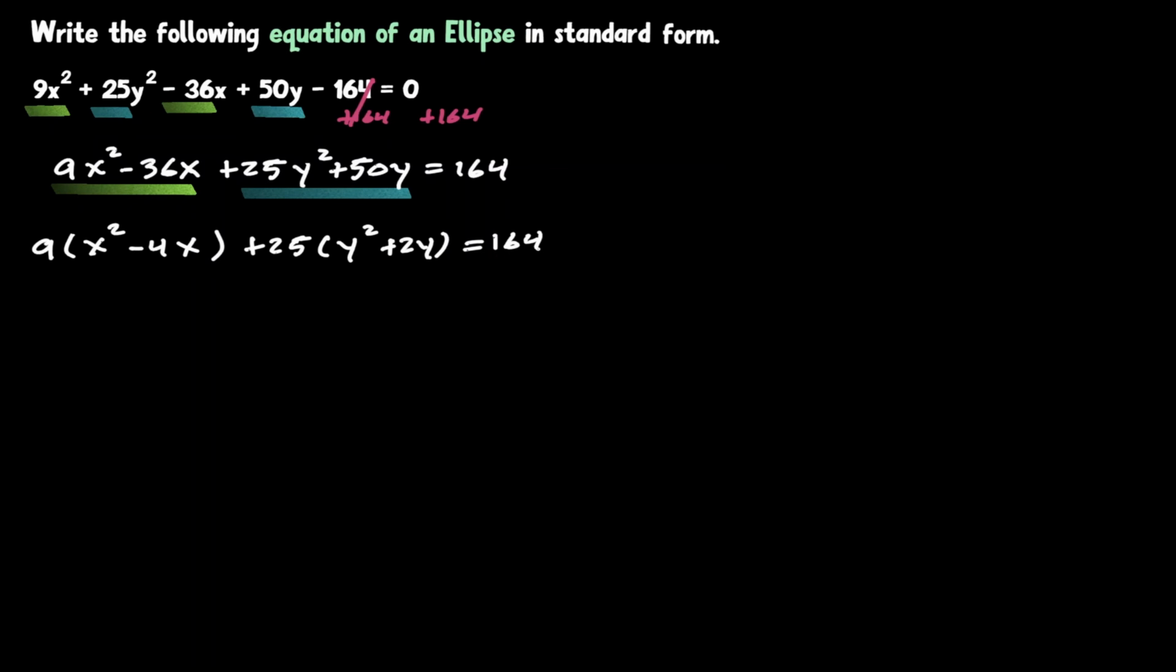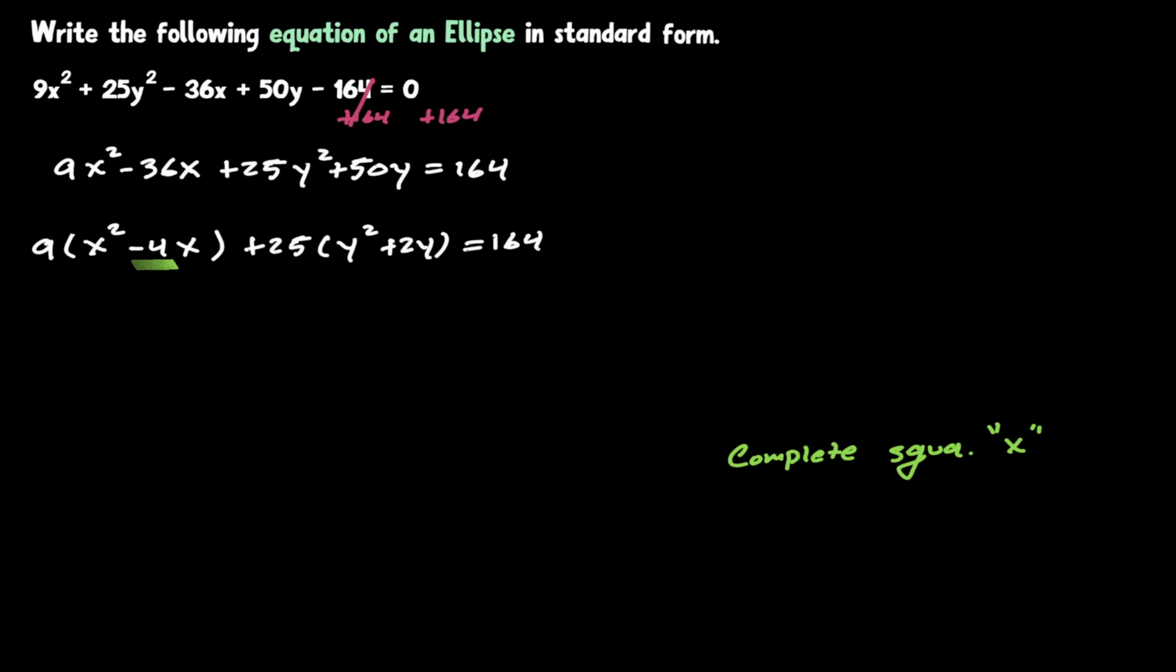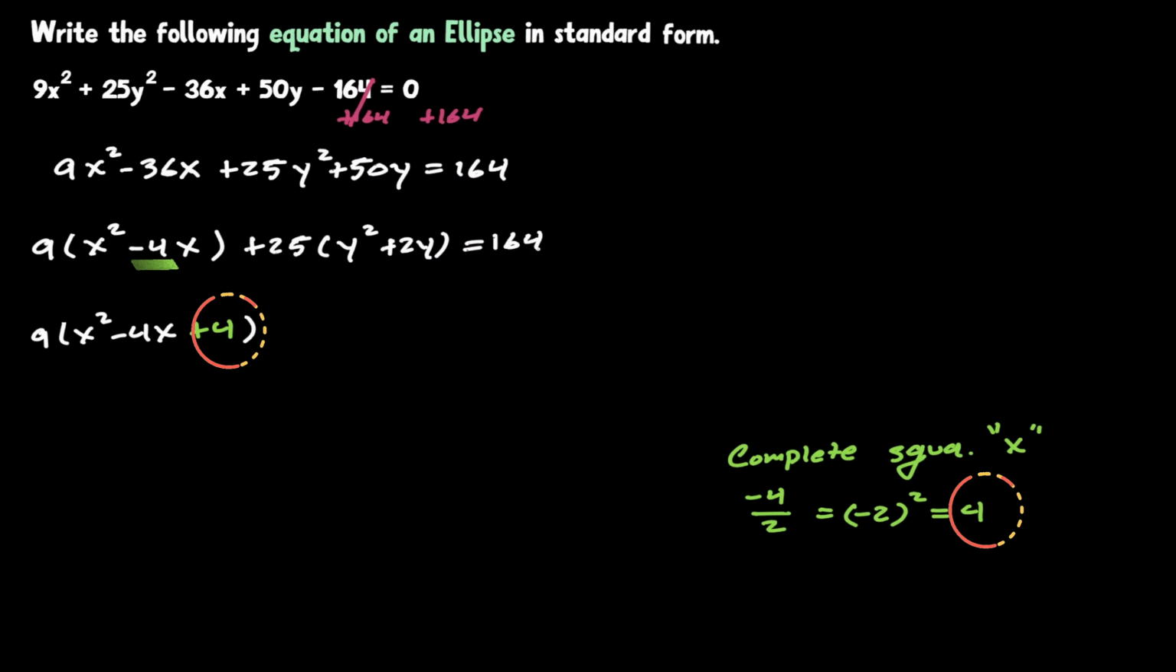Let's start by completing the square on the variables of x. Let's look at the number that is in front of x, and let's do two things to it. First, let's divide it by 2, which is going to give me -2, and then I'm going to square it, which is going to be equal to 4. And this number, we are going to add it inside the parentheses where x is located.